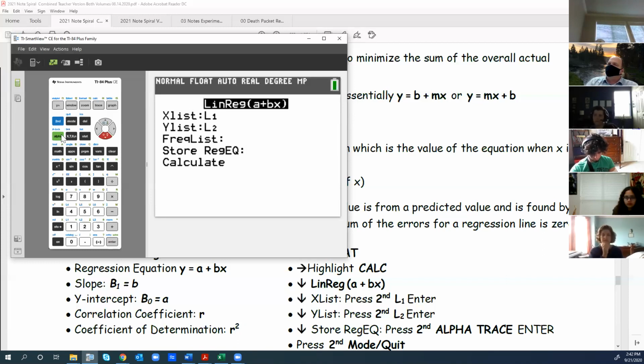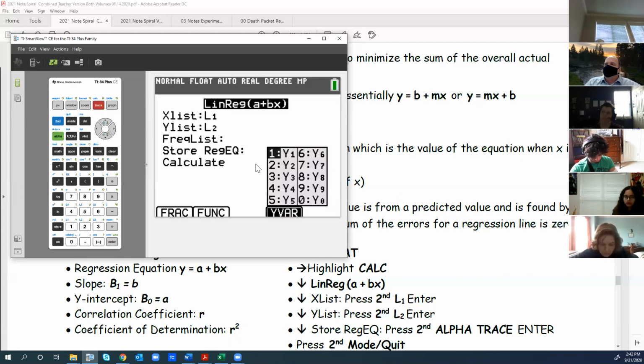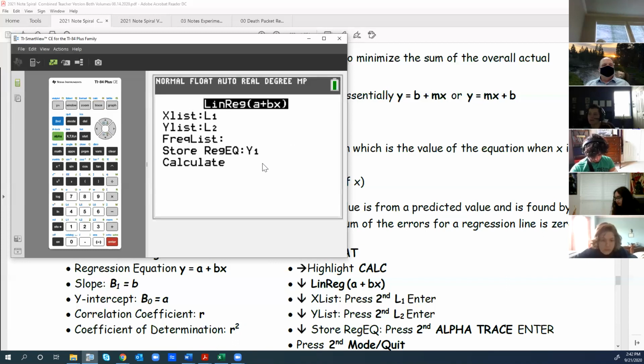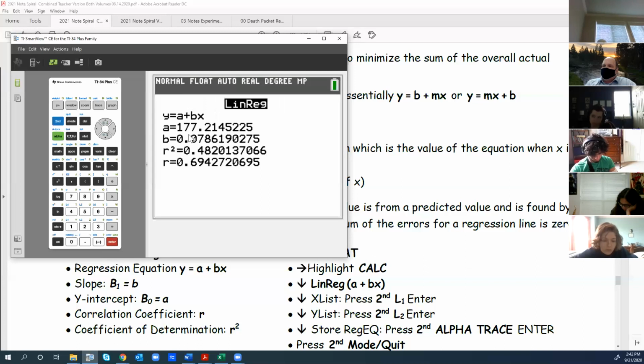So press alpha, followed by the word trace. So alpha followed by trace, then press enter. It should say Y1. It's storing that equation for you in Y1. And now we're going to press enter a couple times, and we get a ton of information.